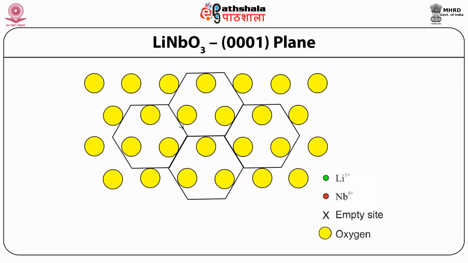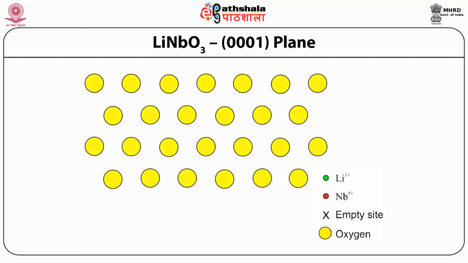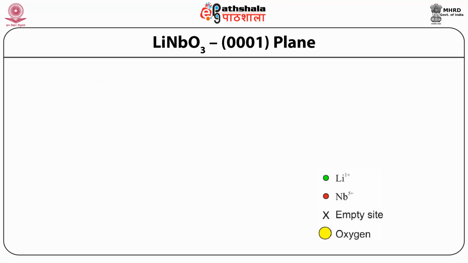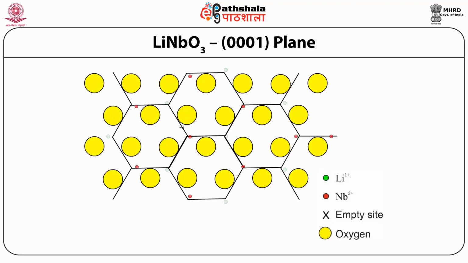Now, let us see the structure of lithium niobate with the 0001 plane. So you can see the atomic arrangement of a layer in the lithium niobate structure. Here, yellow colored big circles correspond to oxygen, green colored small circles correspond to lithium, red small circles correspond to niobium, and the cross corresponds to the empty sites which are present. So you can see that there are various empty sites present.